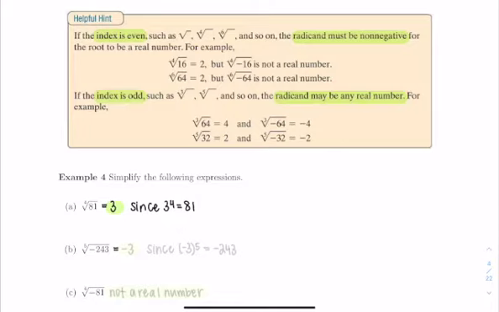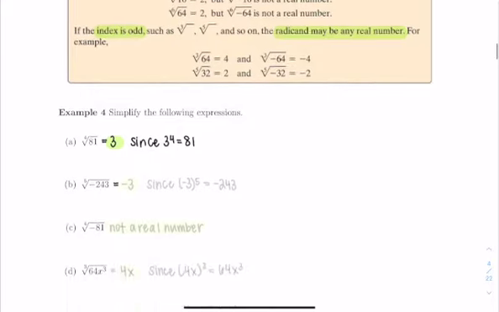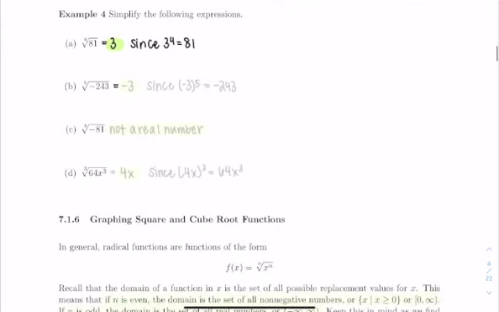What about the 5th root of negative 243? What raised to the 5th power would give me negative 243? We know it has to be negative, and we can have a negative number because this has an odd index of 5. And so the answer is negative 3, and that's because negative 3 to the 5th is equal to negative 243.